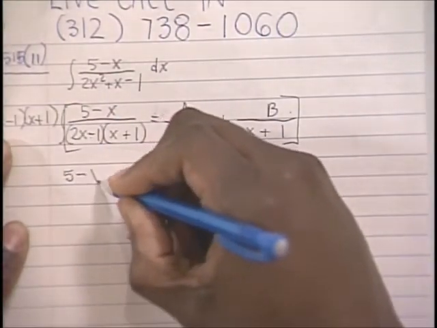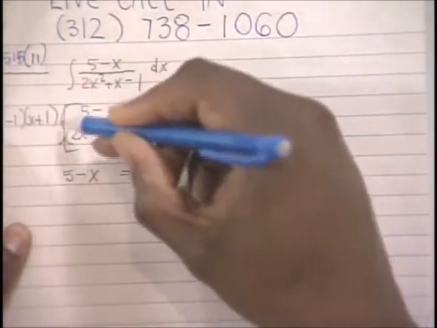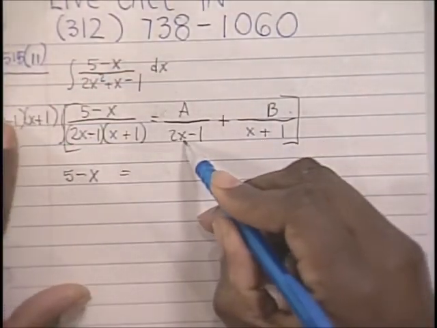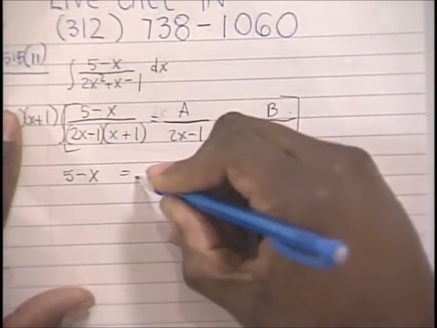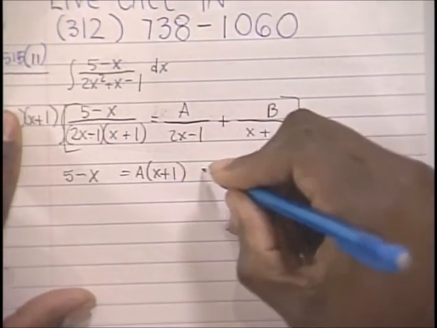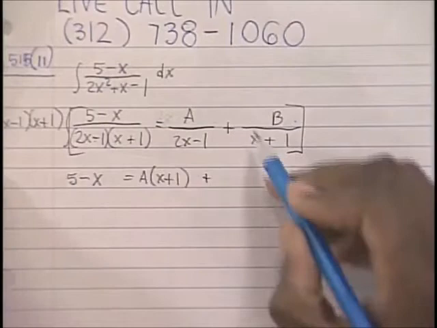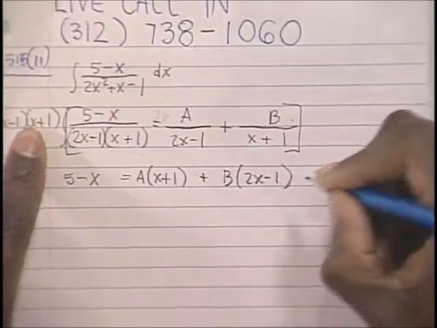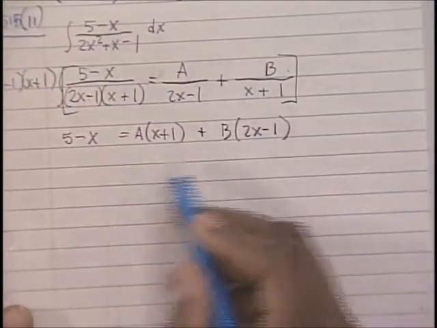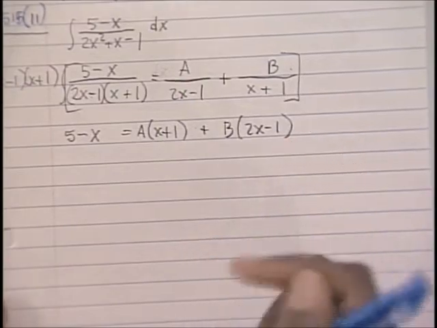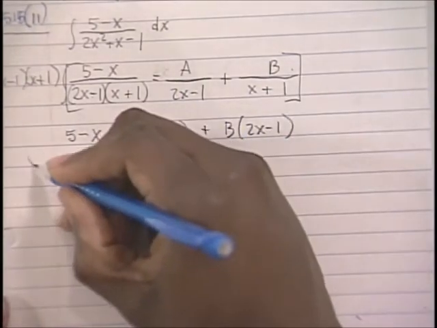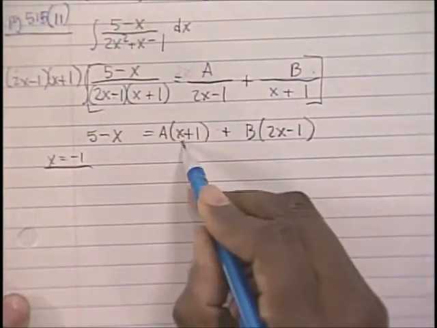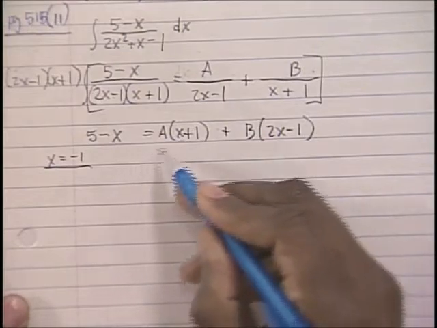We get 5 minus x is equal to, if we multiply this times the least common denominator, the 2x minus 1 cancels. You're left with A times x plus 1. And then you multiply the 2x minus 1 times x plus 1 times this, and you end up with B times 2x minus 1. All right, so now we're trying to solve for A and B. Let's strategically substitute in x is equal to negative 1. From the last problem, hopefully you see why we chose x equal to negative 1. That will cancel all that out.